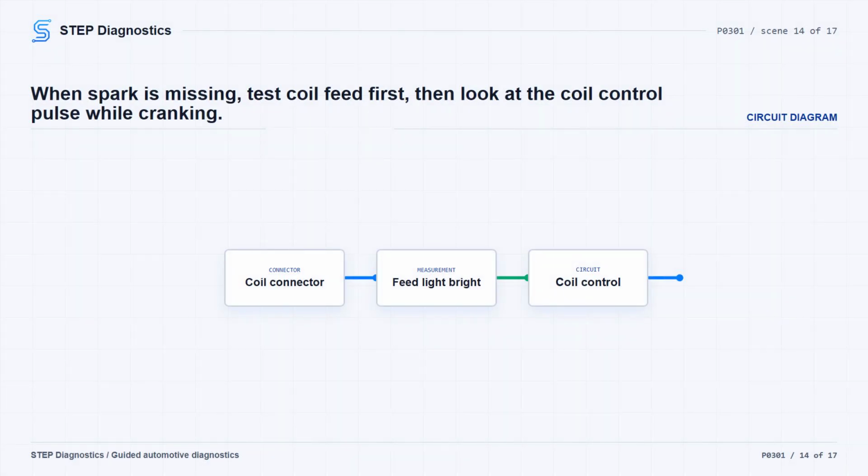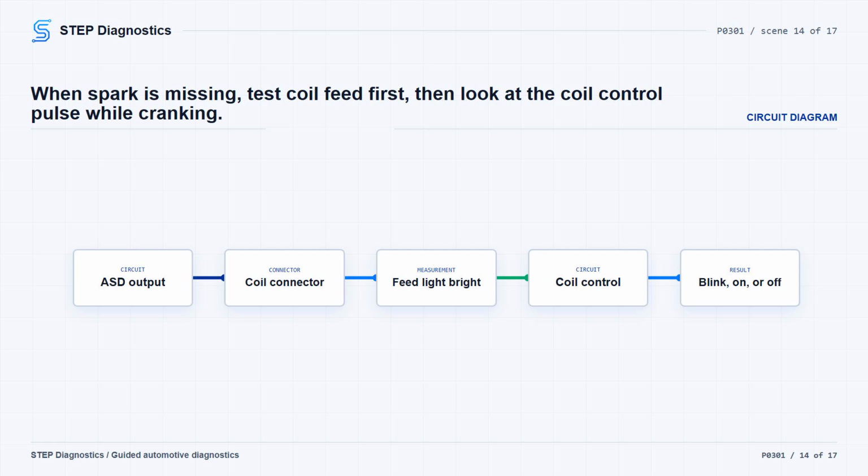If the feed is good, connect a 12-volt test light to a 12-volt source and back probe the coil control circuit at the ignition coil connector. Crank the engine for 5 seconds. If the light blinks brightly, the control is present and the ignition coil is the fault. If the light stays on constantly, check the coil control circuit for a short to ground. If the light stays off constantly, check that circuit for an open.